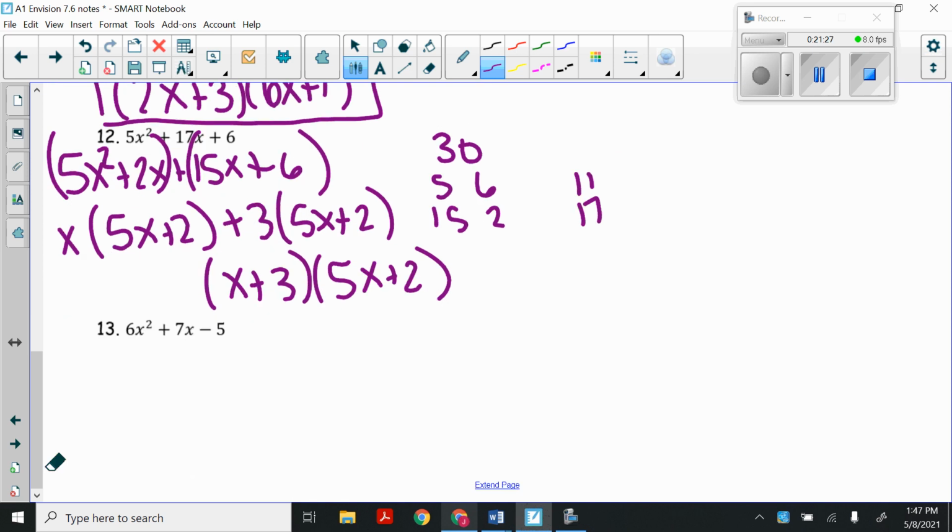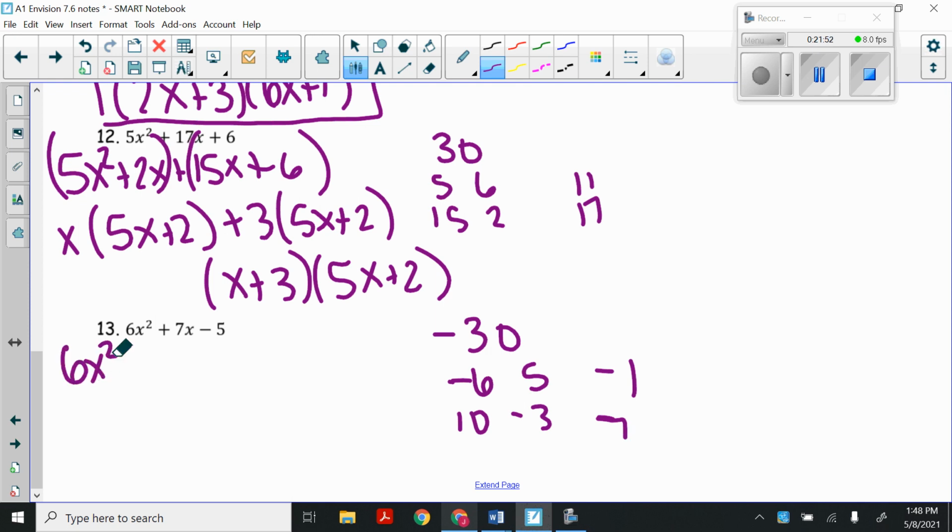Our last one that we're going to do, 6x squared plus 7x minus 5. Again, multiply a and c together. 6 times negative 5 gets me a negative 30. I'm trying to get a positive 7. Negative 6 and a positive 5 get me a negative 30, but add to get me a negative 1. 10 and negative 3 give me a negative 30, and add to give me a positive 7, which is what I'm looking for. So I'm going to rewrite this as 6x squared minus 3x plus 10x minus 5.